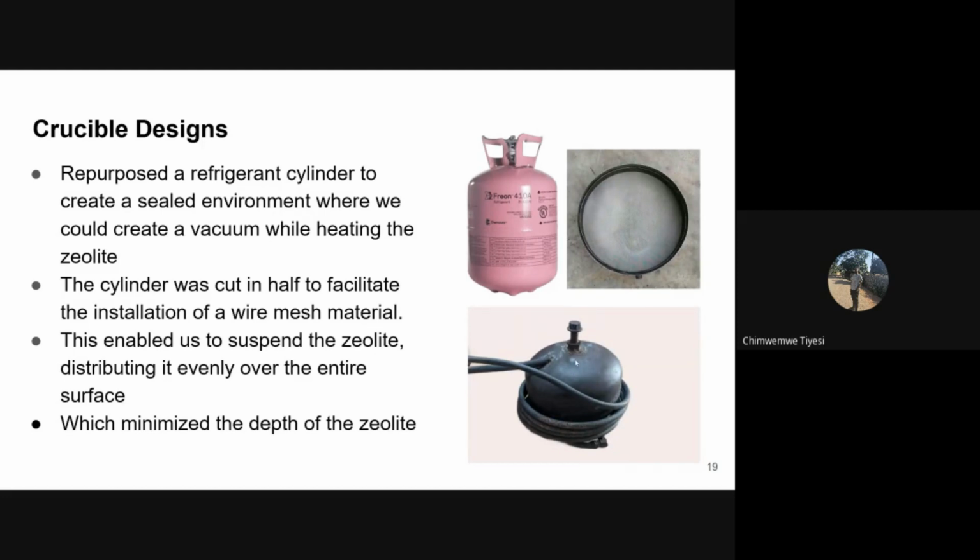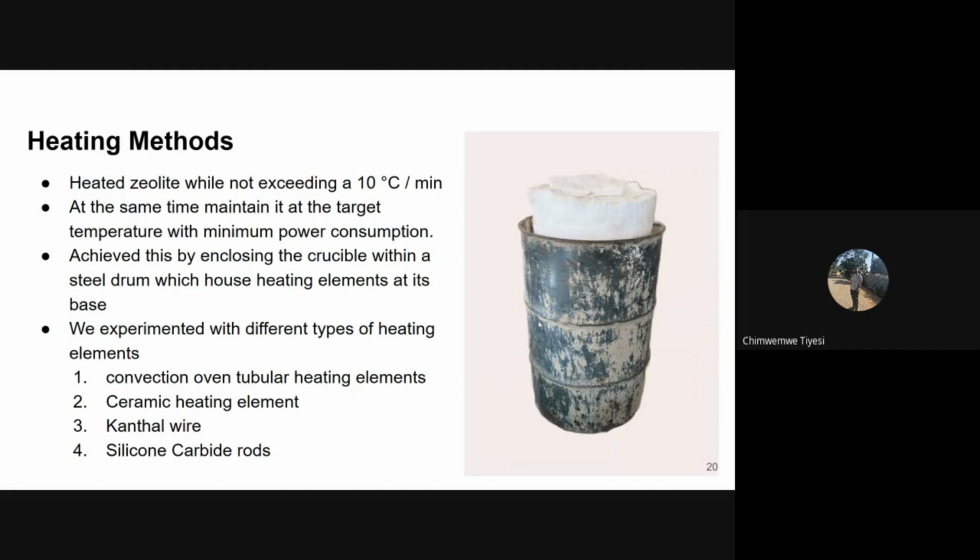But when we want to remove it after regenerating, we just invert the crucible and allow the zeolite to go out. So we move on. Now I'll talk about the heating methods, how we generated heat.